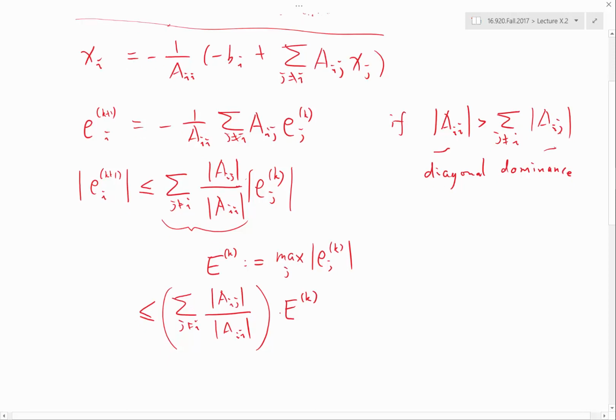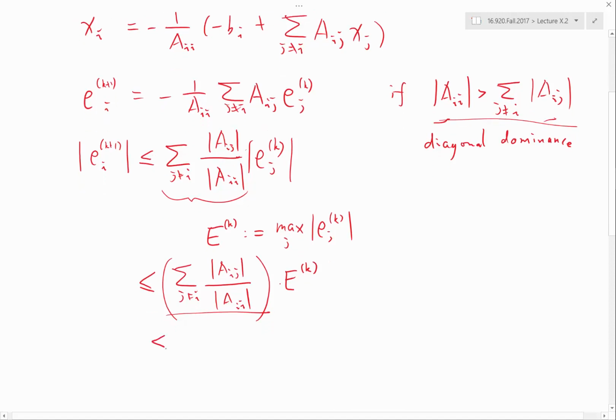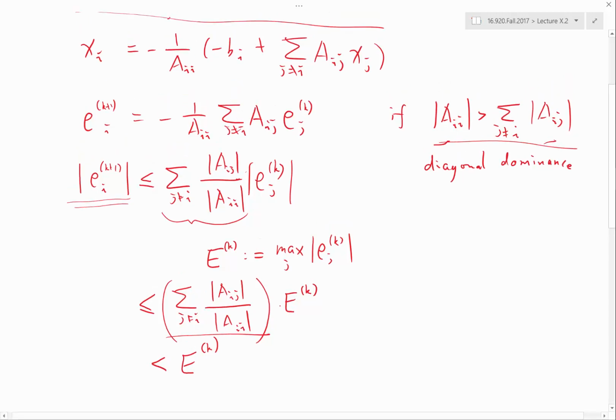And if A is diagonally dominant, this summation is less than 1. So this is strictly less than e^k. That means the maximum value of the error over all the indices i or j is going to decrease for each iteration. Of course, it'll converge, right? So that's the diagonally dominant case.